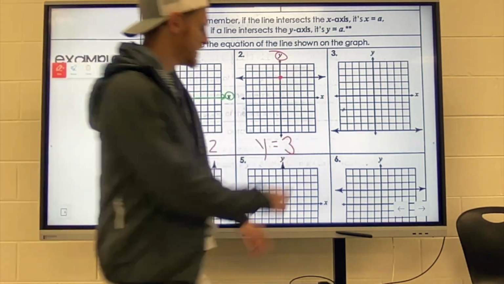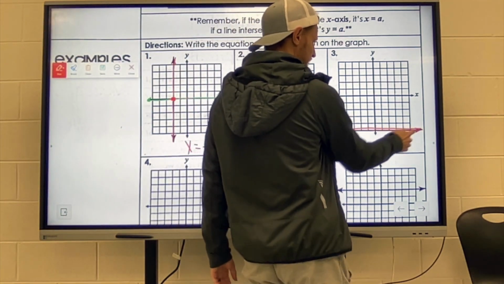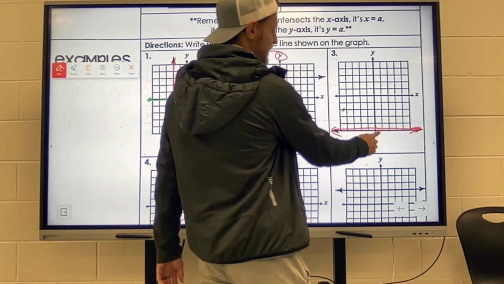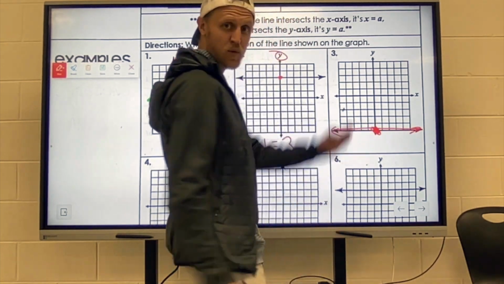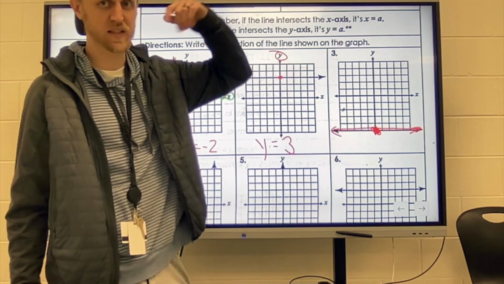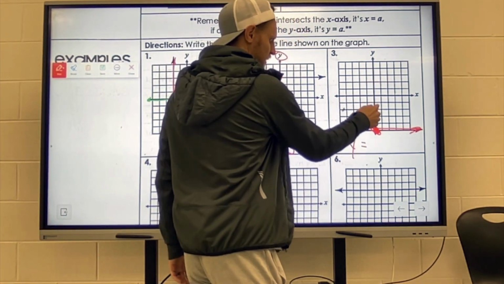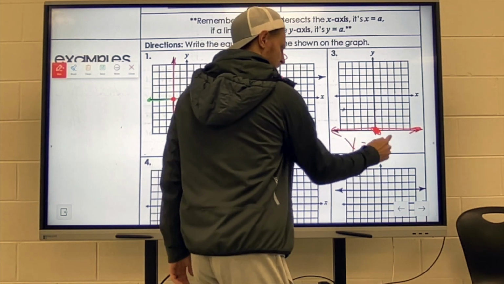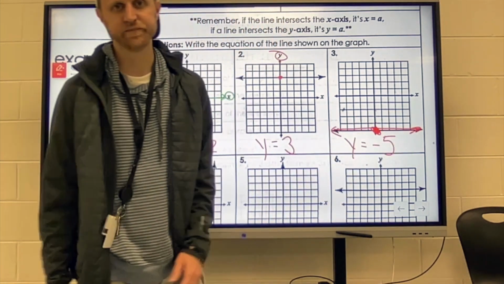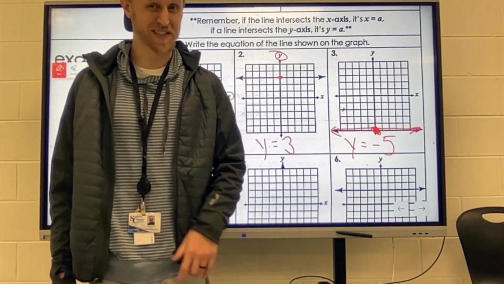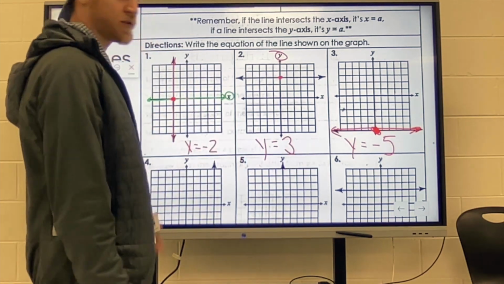The last one, it's all the way down here. You'll notice that it is also crossing the y-axis. So that means it's a y-intercept. So y equals -5. Go ahead and pause the video and try the bottom 3 on your own.